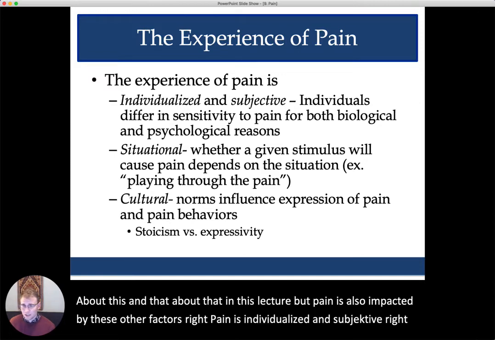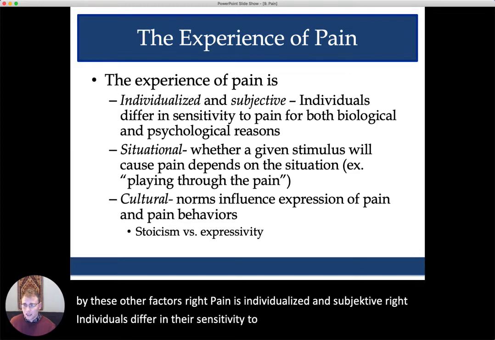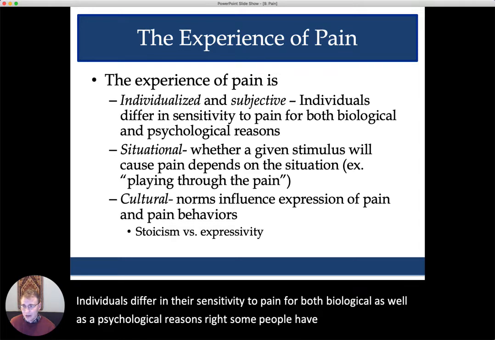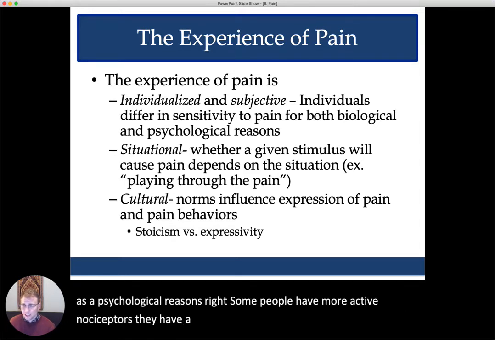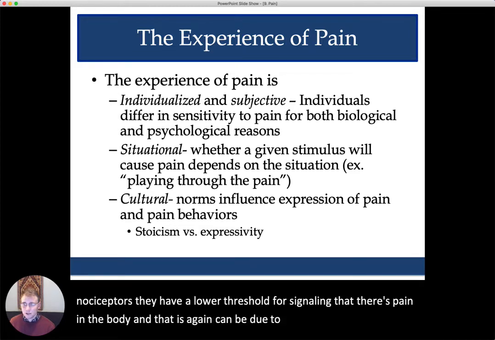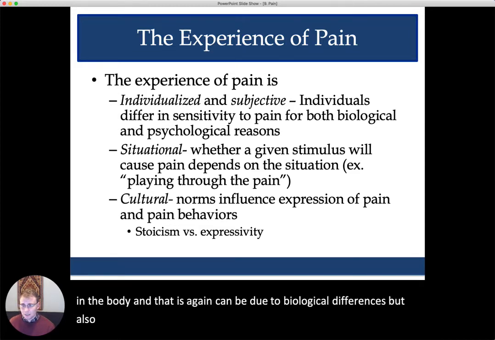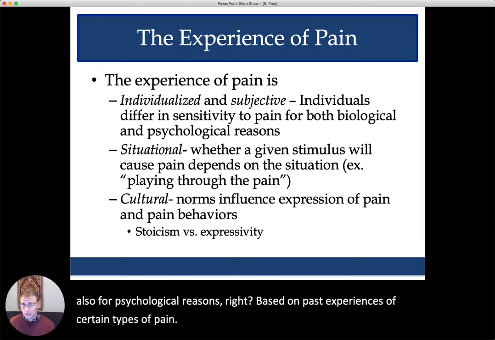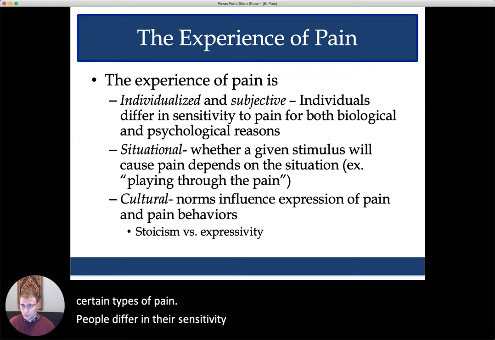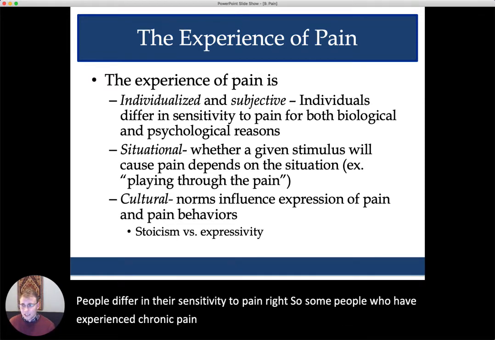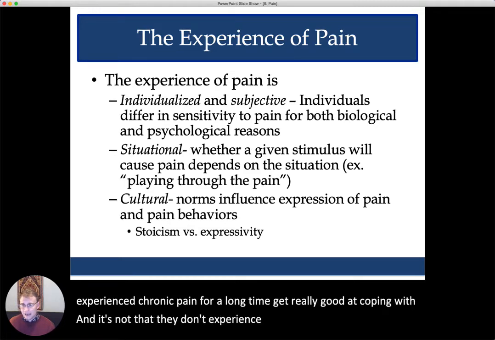Individuals differ in their sensitivity to pain for both biological as well as psychological reasons, right? Some people have more active nociceptors. They have a lower threshold for signaling that there's pain in the body, and that can be due to biological differences, but also for psychological reasons, right? Based on past experiences of certain types of pain, people differ in their sensitivity to pain, right? So some people who have experienced chronic pain for a long time get really good at coping with that. And it's not that they don't experience pain anymore, but their tolerance of that might be much greater.